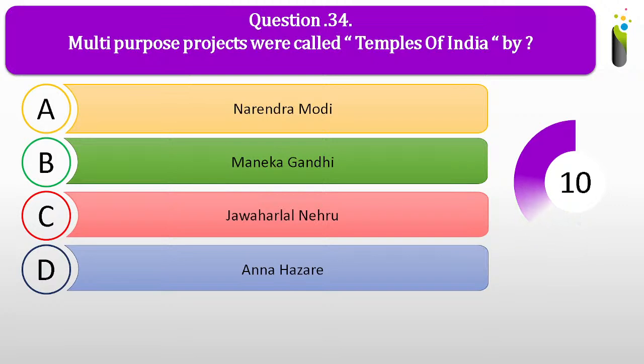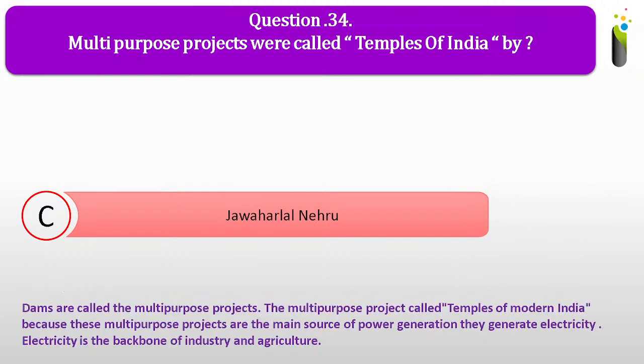And the correct answer for this question is Jawaharlal Nehru. See, dams are called the multi-purpose projects. The multi-purpose projects are called temples of modern India because these projects are the main source of power generation, which generates electricity, and electricity is the backbone of industry and agriculture.